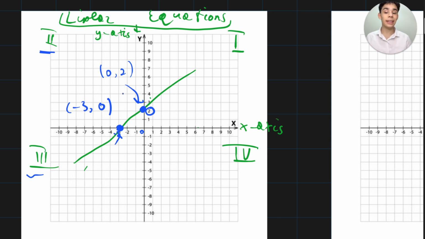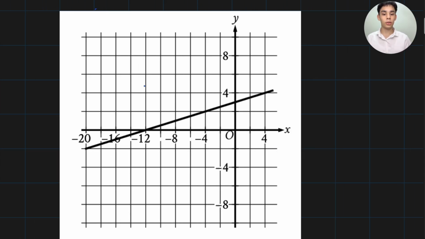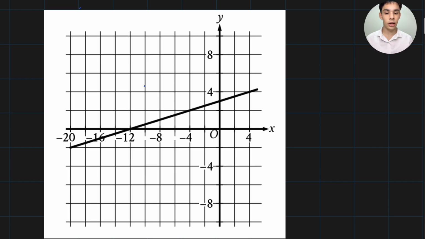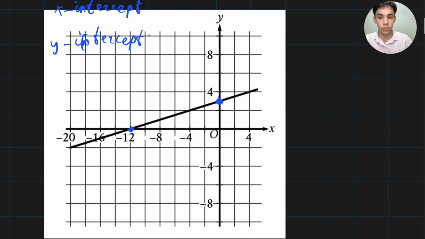Now, we have specific names for these, actually. Let me go to the right part. This is another equation. And in this case, we have a first intersection and a second intersection. We have two names. The first one is the x-intercept. Let me write it. And the second one is the y-intercept. So the x-intercept is whenever our y value equals 0, and the y-intercept is whenever our x value equals 0.